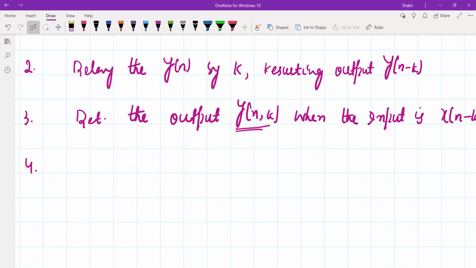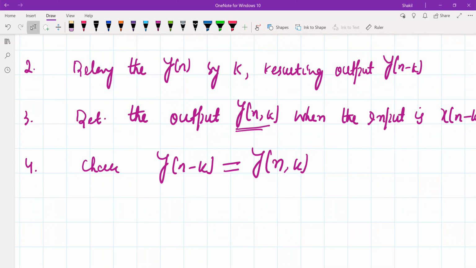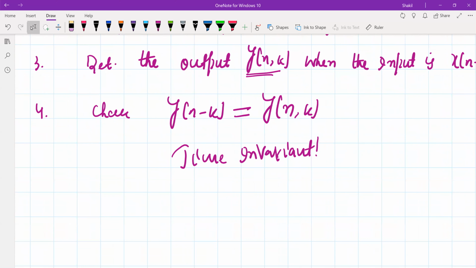Now in the fourth step, we check whether y of n minus k that we obtained from the second step is equal to y of n comma k. If these two are equal, then the system is time invariant. If not, then the system is time varying.